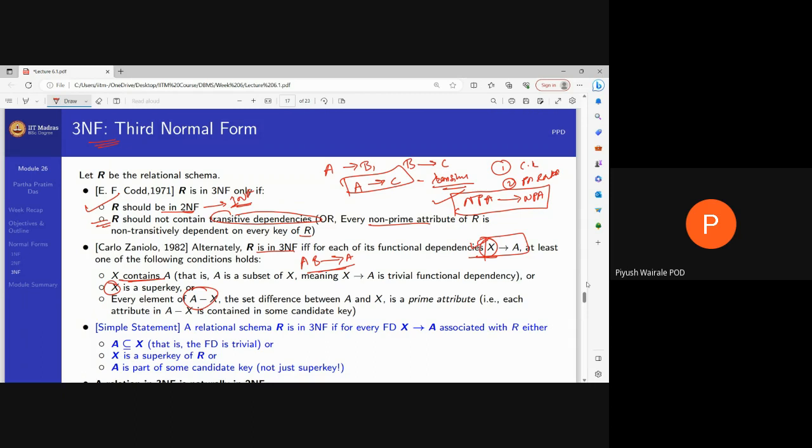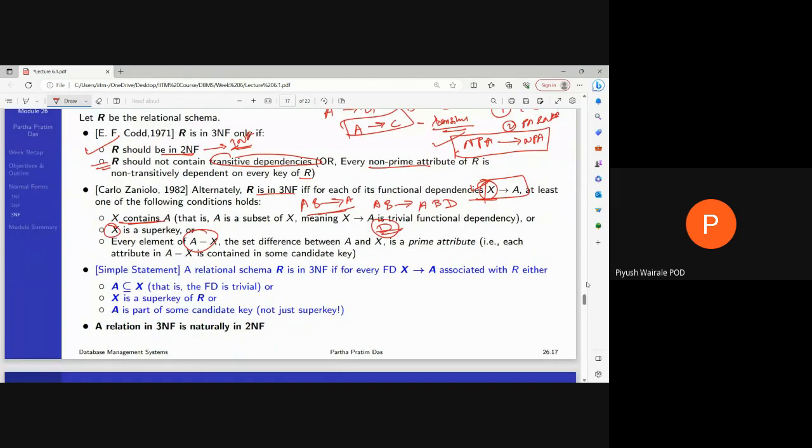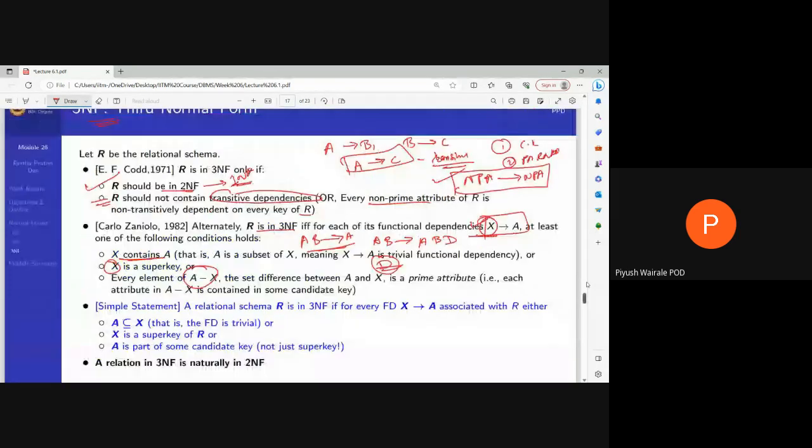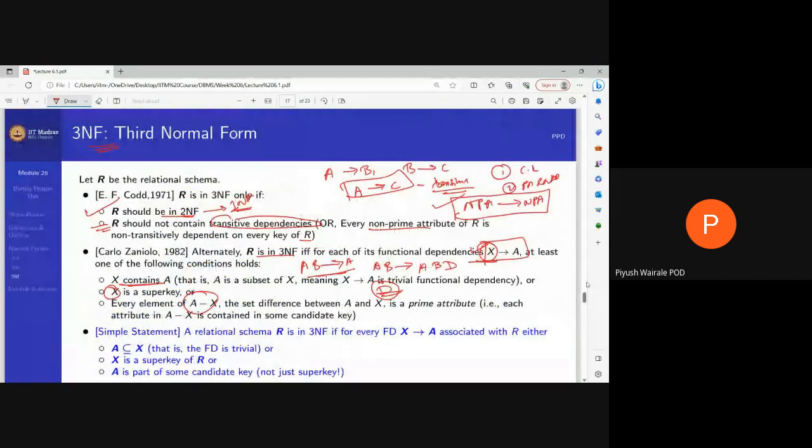So suppose we have AB determines, say, ABD. If we take the difference, and if D is a prime attribute, then we can say it is in 3NF. But in short, just remember that first it should be in 2NF, and this condition should not be there, that is, non-prime attribute determines non-prime attribute. So this is easy to remember.